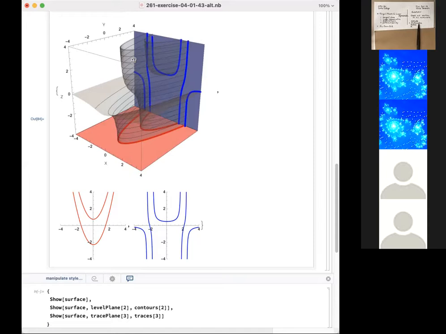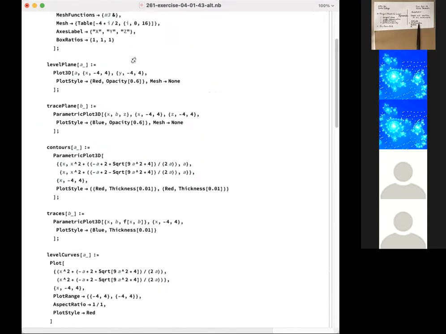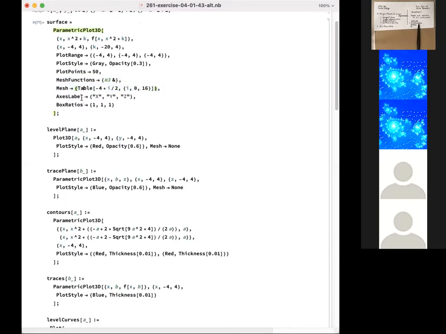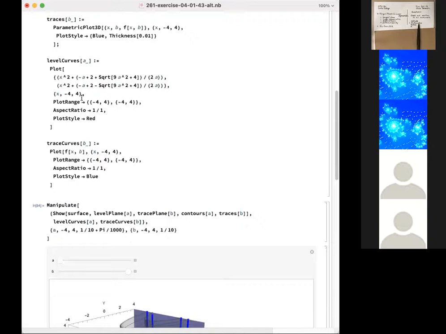And that was done in a special way too. That was done right here, where I put the meshes in the third variable, the z variable. Then I gave a specific list of contour heights, meshes, with a command that creates lists called Table. So look up the Table command. That can be useful when you have to repeat a long list.